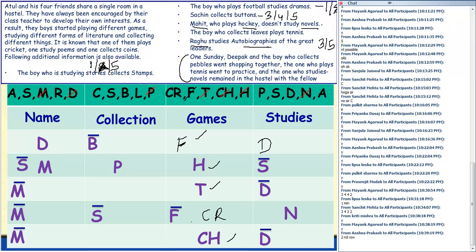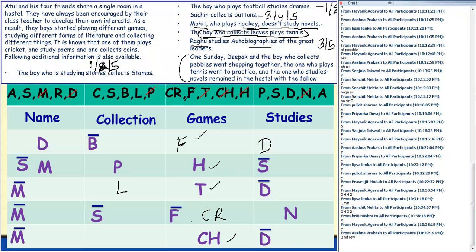All right. Now there is a cricket here, and it says... एक स्टेटमेंट बीच में छूट गया था. द बॉय हु कलेक्ट्स लीव्स प्ले टेनिस. दिस इज द स्टेटमेंट जो मैंने छोड़ दिया था. सो टेनिस के साथ लीव्स आ जाएगा. द बॉय हु कलेक्ट्स लीव्स प्ले टेनिस. सो हियर द कलेक्शन इज लीव्स.